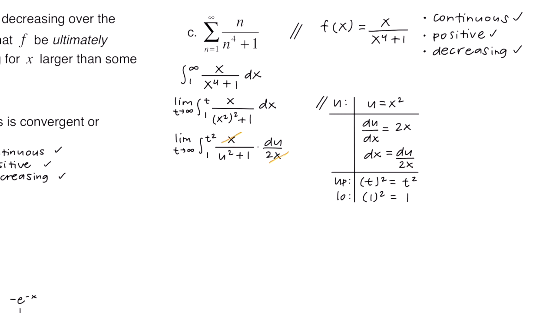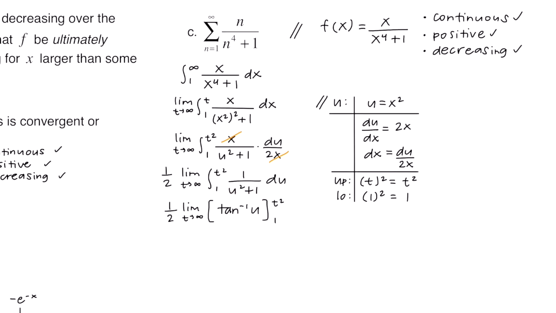And then I'm going to pull this 2 to the front as a 1/2. And now we're ready to integrate because the integral of 1 over u squared plus 1 is going to be tan inverse of u. And then remember, because we converted our upper and lower limits, we don't plug u back in. Instead, we just take these converted limits and plug them right in. So we're going to plug in t squared minus plugging in 1.